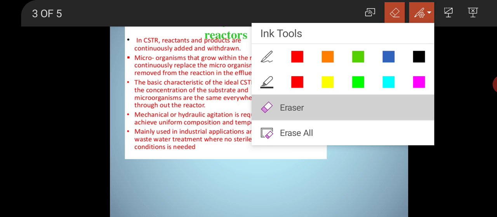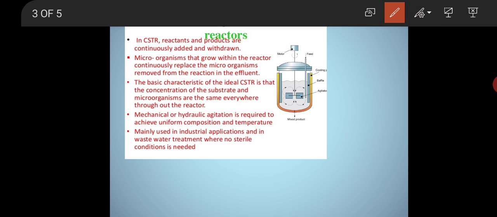Let me show with the diagram. What is there in a disc turbine impeller? There is a central disc, and blades are attached at its sides like this. So this is the disc turbine impeller. It is commonly used and generates radial flow. Like this, different types of impellers are used in the CSTR.